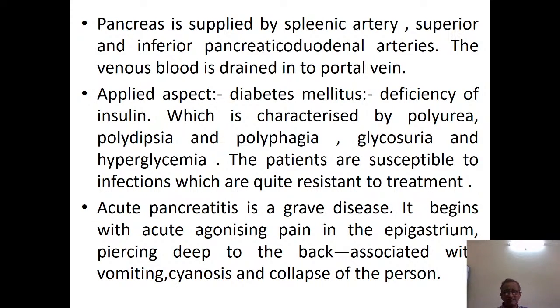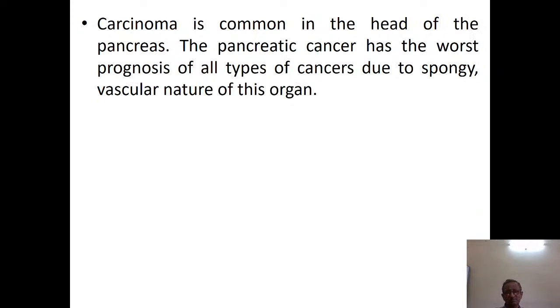Then acute pancreatitis is a grave disease. Acute pancreatitis is a very dangerous disease. A grave disease means that it can lead to death. It begins with acute agonizing pain in the epigastrium, piercing deep to the back, associated with vomiting, cyanosis, and collapse of the person. So it is a grave disease, one which can lead to death soon.